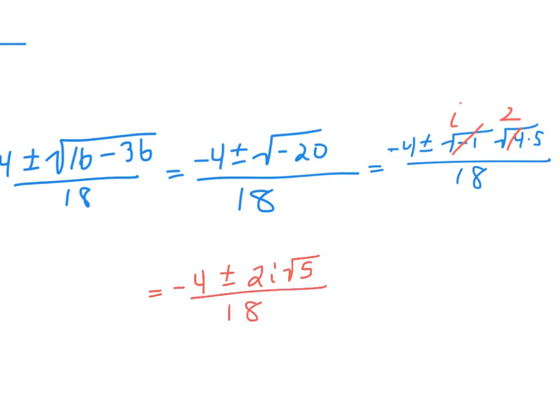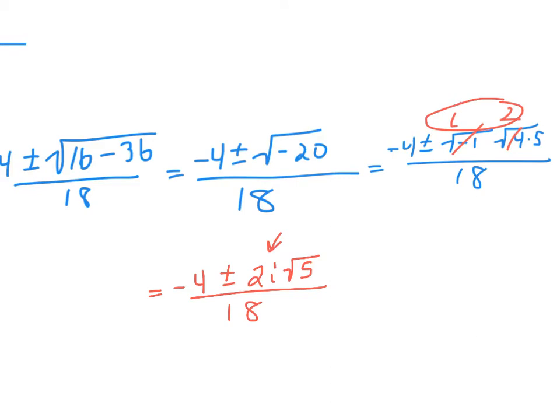Does anybody have any questions about how I just got there? Would you do the 2? I put it with the i out in front. Right here. Anything you can take out of the square root, put it in front. See how I broke 20 down into 4 and 5? Perfect square and a non-perfect square.